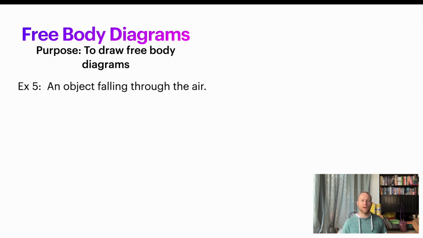Another example, we have an object falling through the air, so I take an object and drop it. All we got is FG, no other forces. Technically, yes, you have air resistance, but unless I tell you otherwise, ignore air resistance. It's only in some cases that we're going to deal with that.